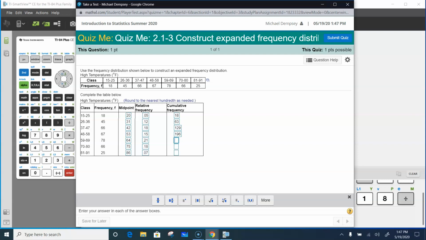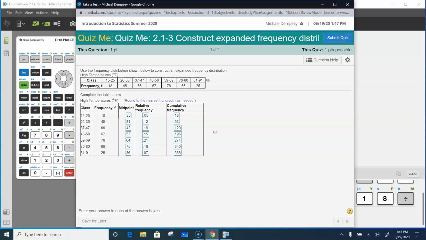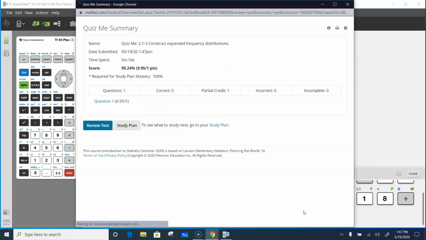I add 78, and I'm at 274. Let's add 66 to that, and we're at 340. And then we are going to go ahead and add another 25, and that should be an indicator that we did this correctly, because we get the total of 365, which is what we got from the start. And that's our whole quiz for that one.